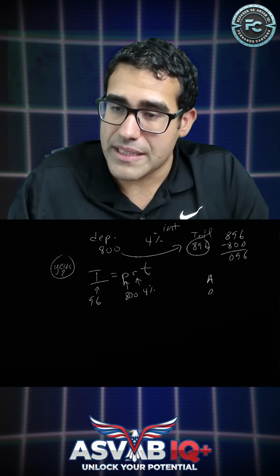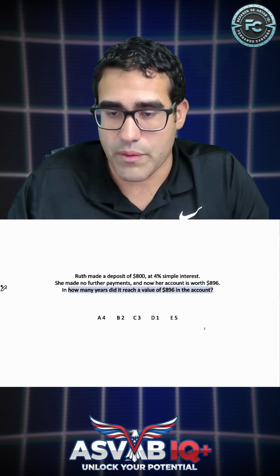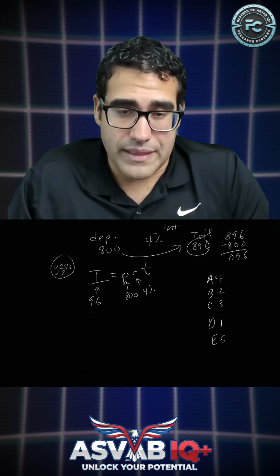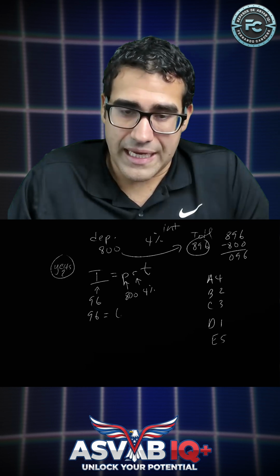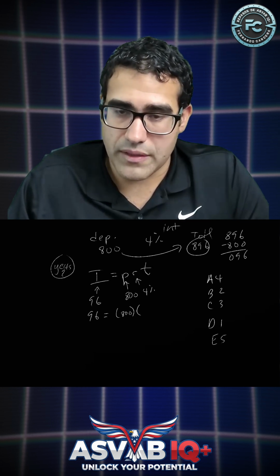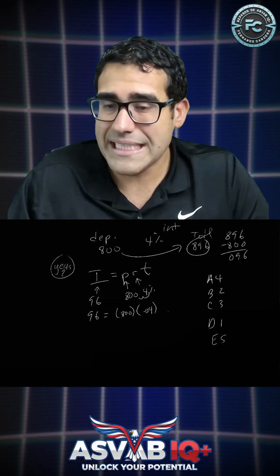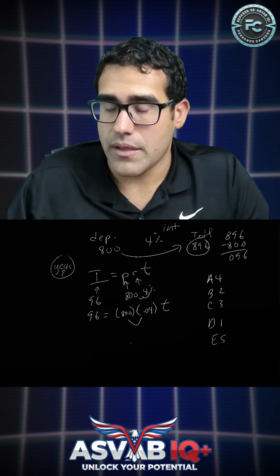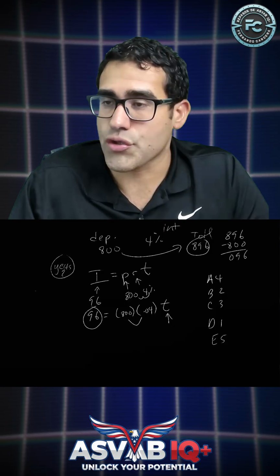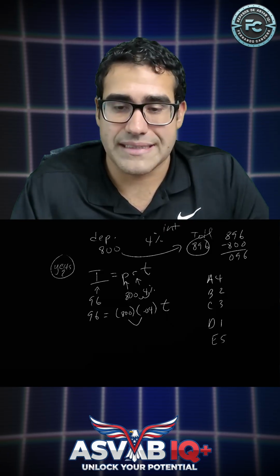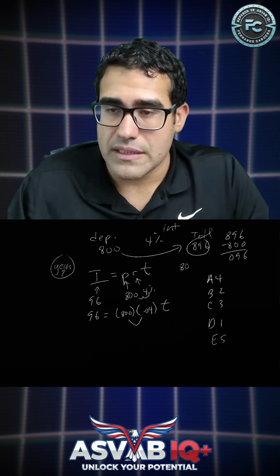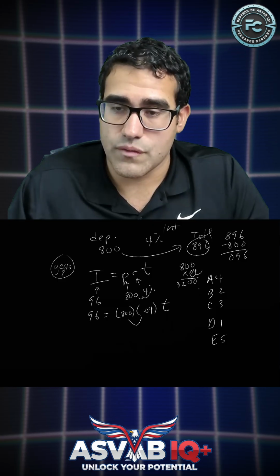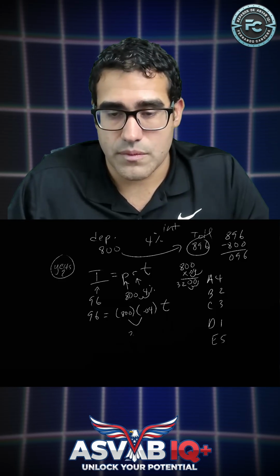Now, how are we going to do it? We have our answers A, B, C, D. So 96 is my interest. 800 is my principal, 4%, which I'm going to write as 0.04. T is what I don't know, the time. I can multiply this first and then multiply by the time. If I get 96, it's true. So we're looking to get to 96. 800 times 0.04: 4 times 8 is 32, two back, two forward. That's going to be $32.